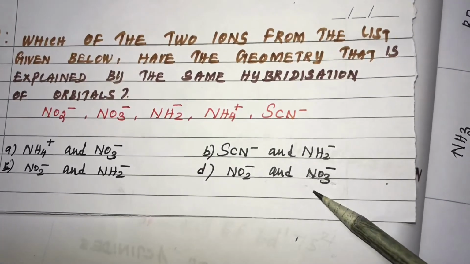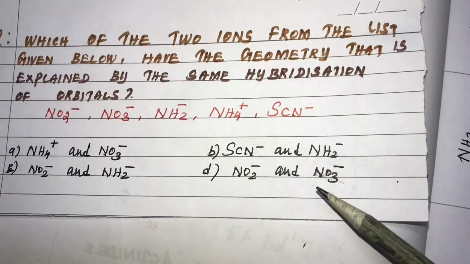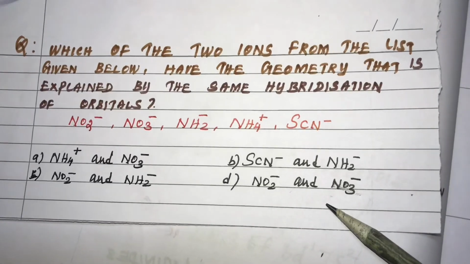Usually VSEPR theory, the type of bonding, paramagnetic, diamagnetic, bond shape, these are all the questions asked in NEET.